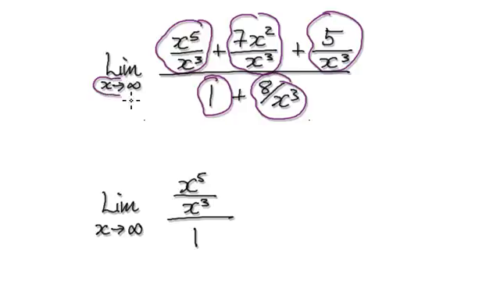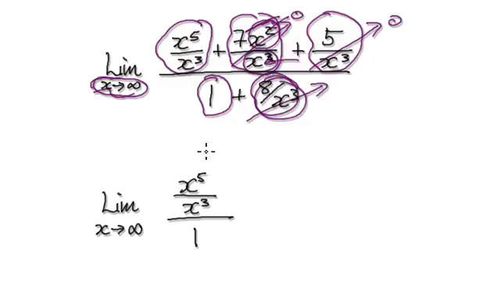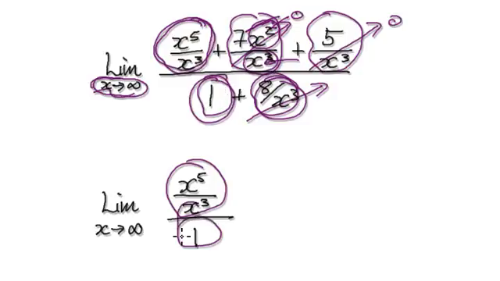As x tends to positive infinity, you've got x squared here, and you've got x to the power 3. X to the power 3 is going to be bigger than x. As x tends to infinity, this whole thing here will tend towards 0, this thing here will tend towards 0, and this thing here will tend towards 0. So in effect, you've got this thing divided by 1.